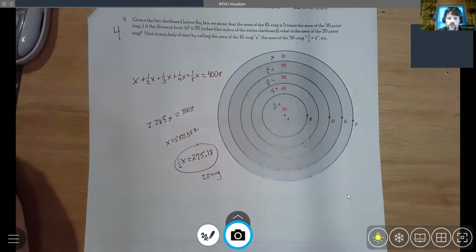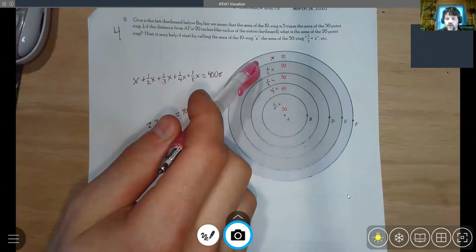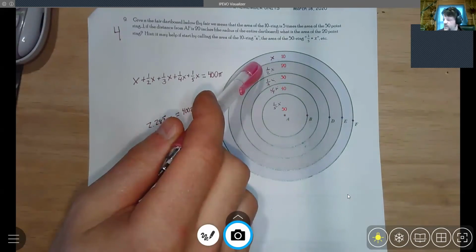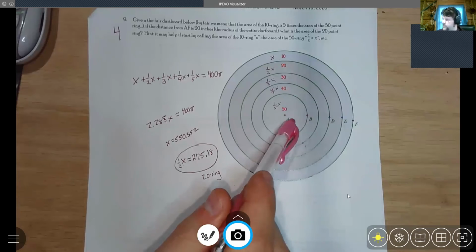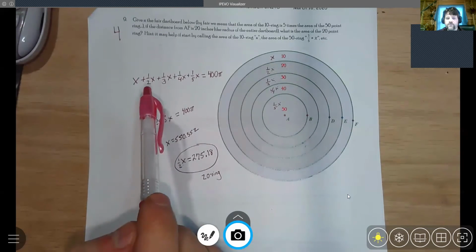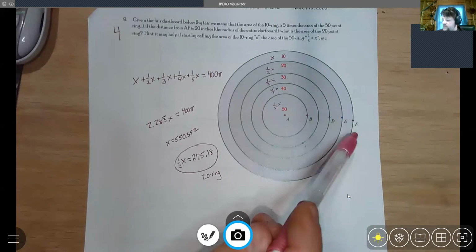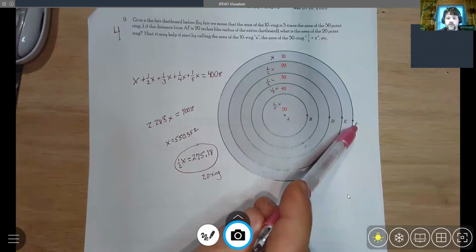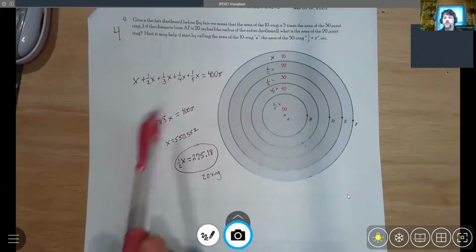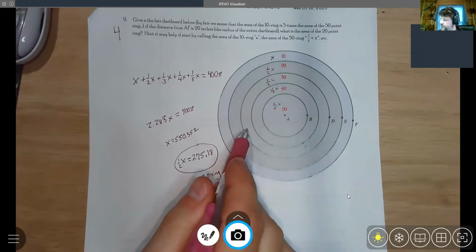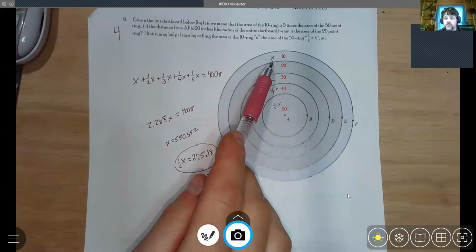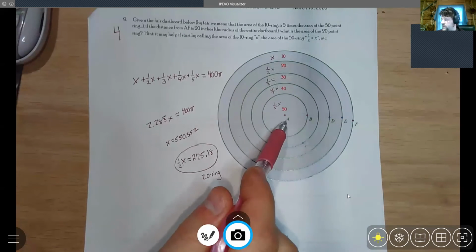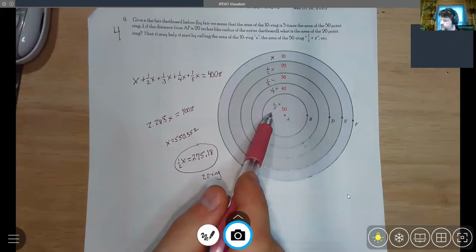All right, here's our fair dartboard. And we're told what makes it fair is that the area of the 10 ring is 5 times the area of the bullseye. And the bullseye is worth 5 times as many points. And if the distance from A to F is 20 inches, so that's the radius of the entire dartboard, what is the area of the 20-point ring? And I say it may help by calling the area of the 10 ring X and the 50 ring a fifth of X. Now, you could have done this differently.